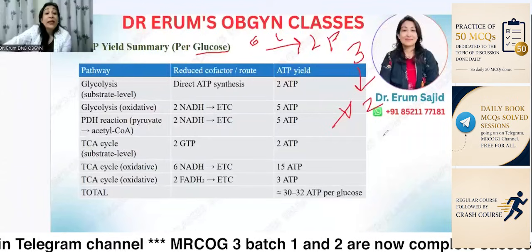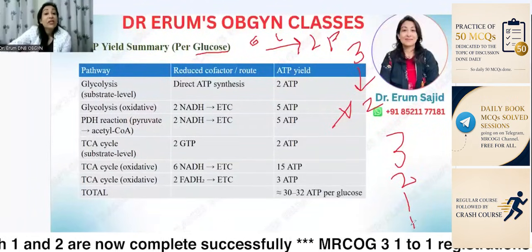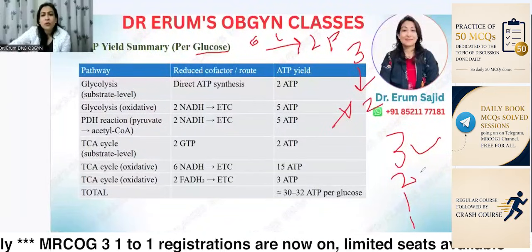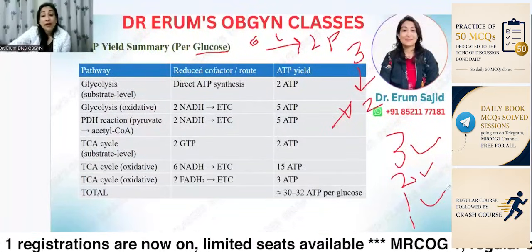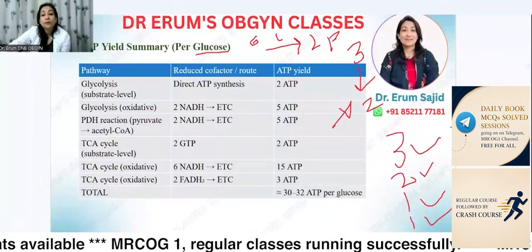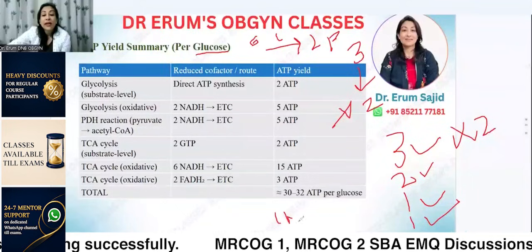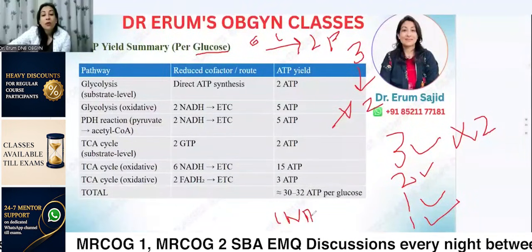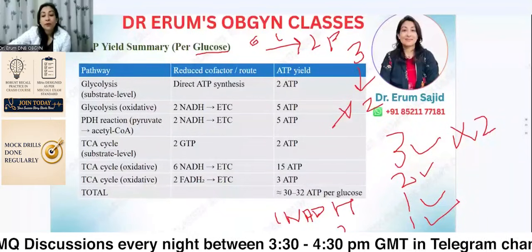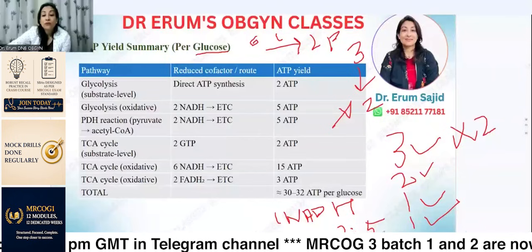So if you were getting in the TCA cycle 3, 2, 1 and 1, which I just taught you: 3 NADH, 2 carbon dioxide, 1 FADH and 1 GTP, it has to be multiplied by 2. I'll explain. Also, you should know that 1 NADH gives you about 2.5 ATP. So if there are 2 NADH, it'll give you 5 ATP.